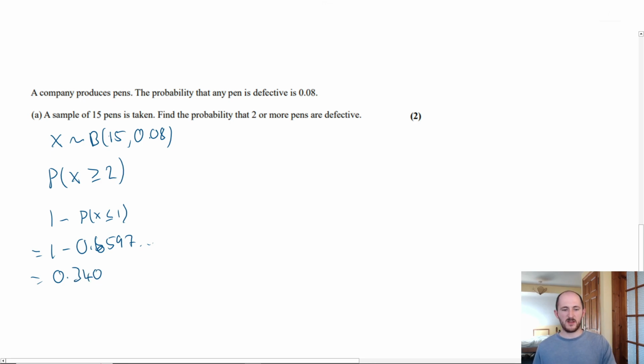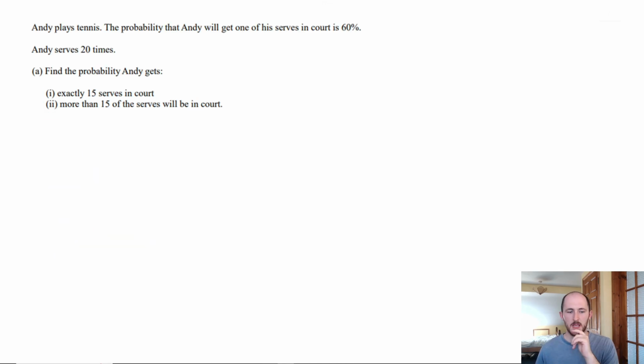Nice and easy. Technically you don't need the 0, but if you're giving it to 3 sig fig, then you do need to include the 0.